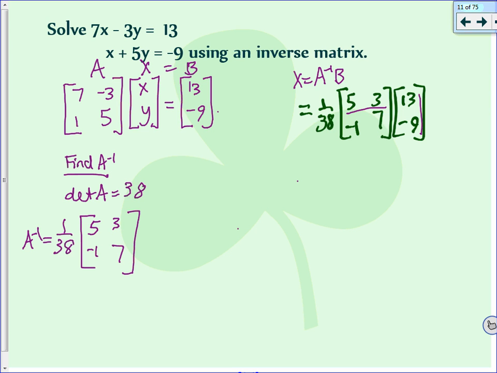So I get 85 minus 27. Wait, isn't that 65? Oh, 65 minus 27. Okay. And then I do negative 13, negative 63. So that's the result from multiplying those together, row by column, row by column. Wait, isn't it 36? 76.